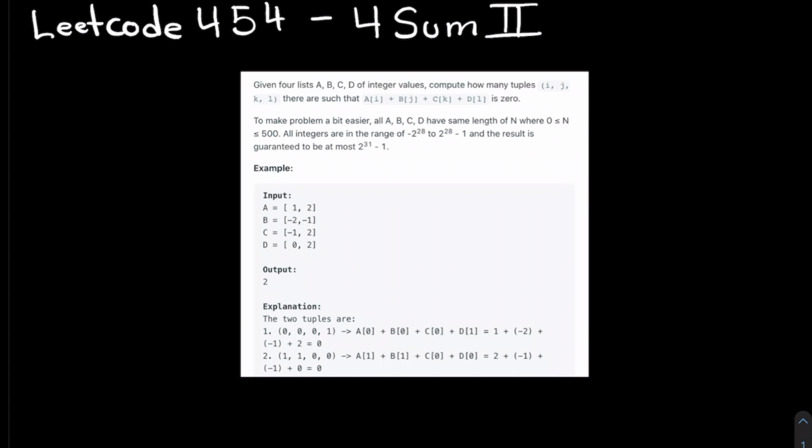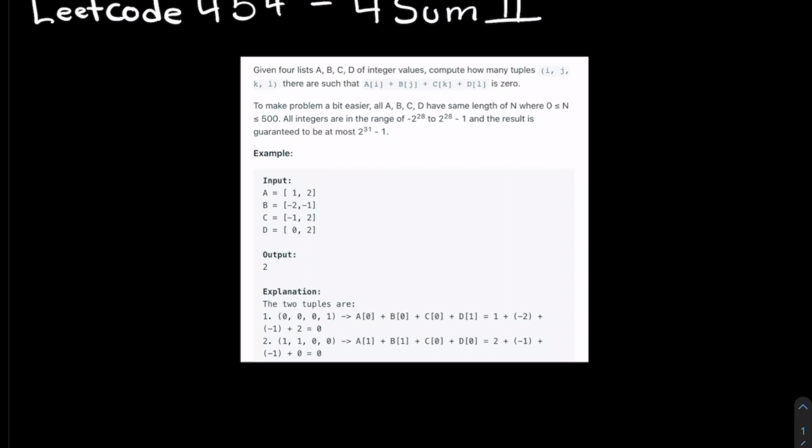Hey guys, today we'll be looking at Leetcode problem number 454. This problem is called 4Sum II, and first we're going to be looking at what the problem statement says, then we're going to be taking a look at how to implement the solution, and then we're going to be taking a look at what the code looks like. So let's jump into the problem statement.